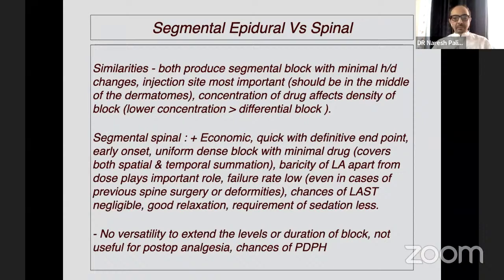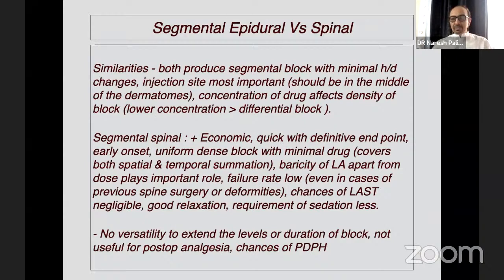So firstly, the segmental spinal is very economic as compared to segmental epidural. It's quick, and there is a definitive end point, like a free flow of CSF gives a confirmation that you are in the right place. There is early onset as compared to segmental epidural with segmental spinals. And there is uniform dense block with minimal drug.